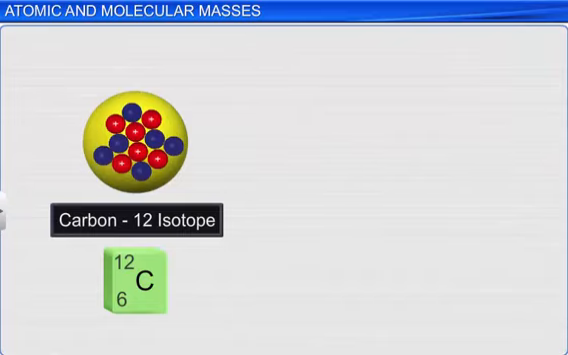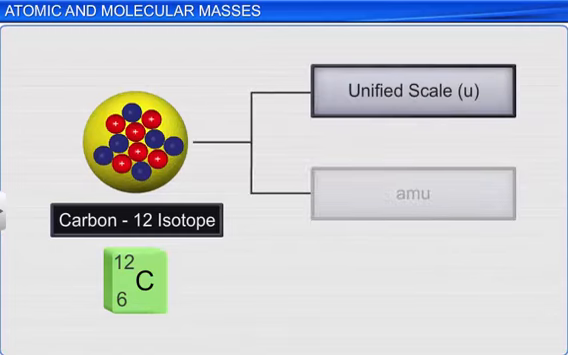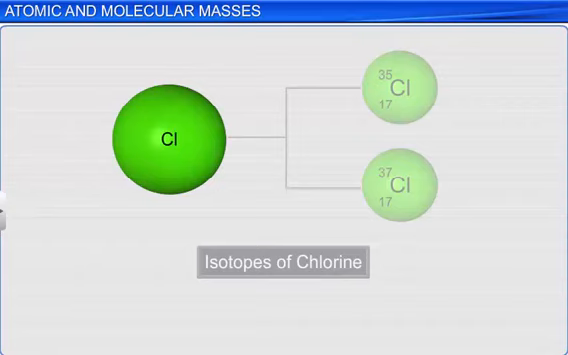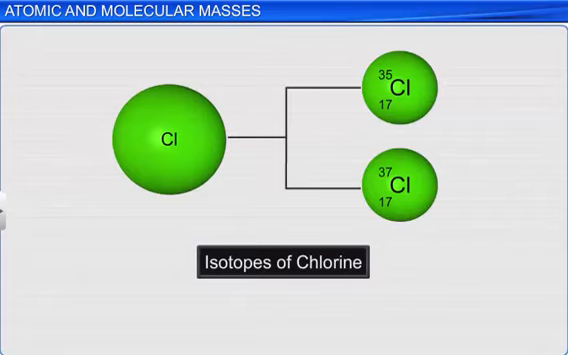When chemists expressed atomic mass on carbon-12 scale, they named it the unified scale, and the unit was represented as U instead of AMU. Though AMU is still used in most places, chemists now use U as the unit. Hence, we can represent atomic mass of hydrogen as 1.008 or 1U, and that of oxygen as 15.9994 or 16U. We know that when atoms of the same element possess different atomic masses, they are known as isotopes. Hence, for isotopes, the average value of the atomic masses is considered as the atomic mass.